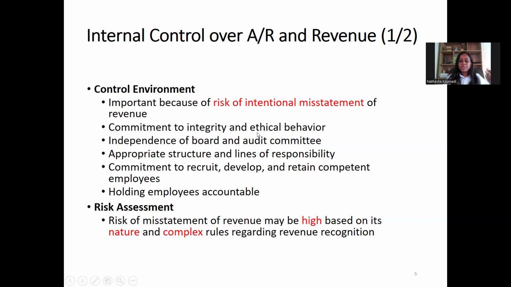So, commitment to integrity and ethical behavior. Whether this company is valuing the ethics, whether they are following the ethics, whether there is a code of conduct for them. Likewise, what is the commitment to integrity? Whether they are very afraid of making mistakes, afraid of breaching integrity. You are checking those things.